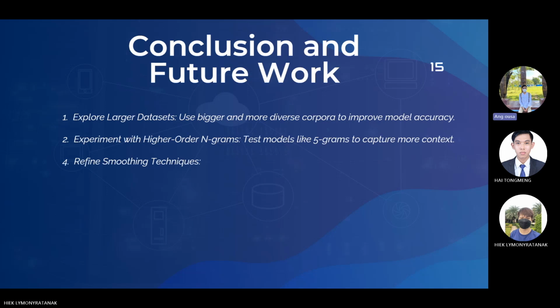And for our future work, we wish to explore a larger data set because we got the data only from Wikipedia. So we need to explore more and also experiment with a higher order of n-gram. Actually, in this exercise, we use 4-grams. So we wish to experiment with a higher order and also refine the smoothing technique.